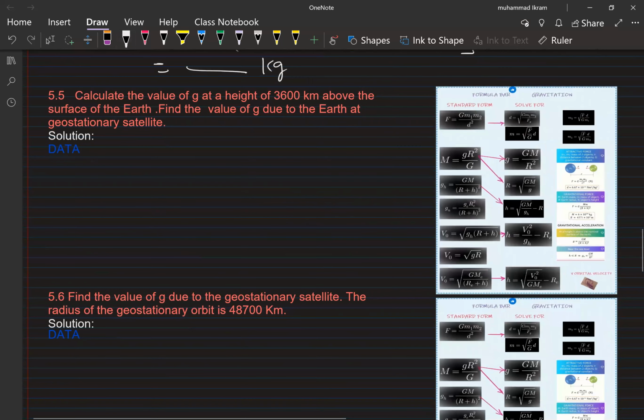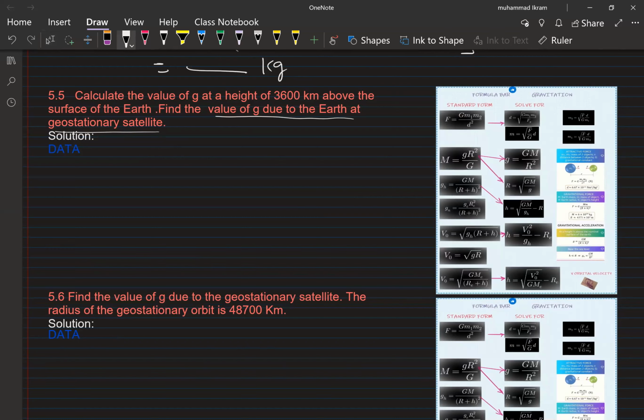Look at 5.5: calculate the value of g at a height of 3600 kilometer above the surface of the earth. Find the value of g due to the earth at the geostationary satellite. Find the value of g at that point for the geostationary satellite. There might be a difference in the wording of the problem, right?